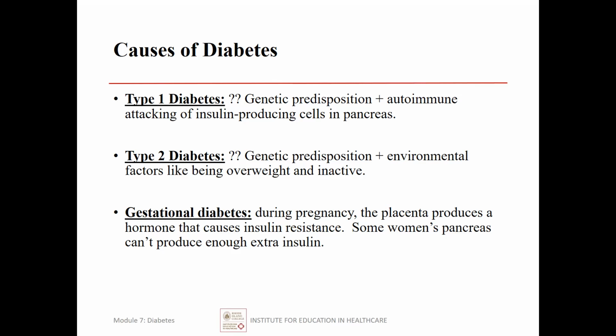With gestational diabetes, we know kind of what the mechanism is. So during pregnancy, the placenta produces a hormone that's important for the pregnancy, but a side effect of the hormone is that it causes insulin resistance in the woman's body. And so with that insulin resistance, some women's pancreas can't produce enough extra insulin, and so they become diabetic temporarily until they have the baby and the placenta comes out, and then that insulin resistance goes away.